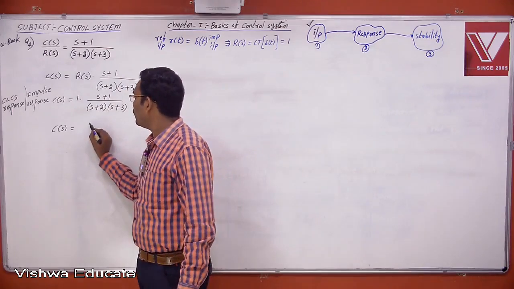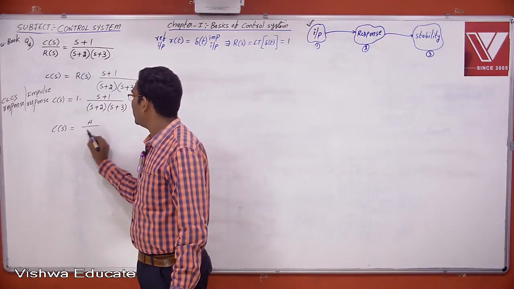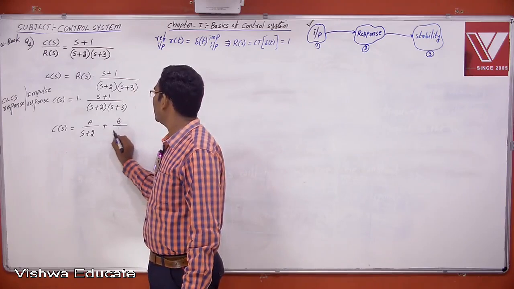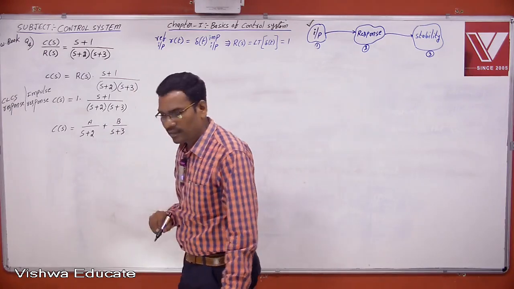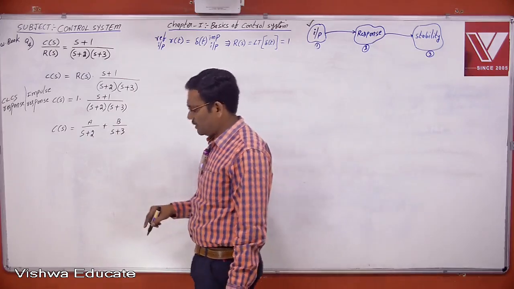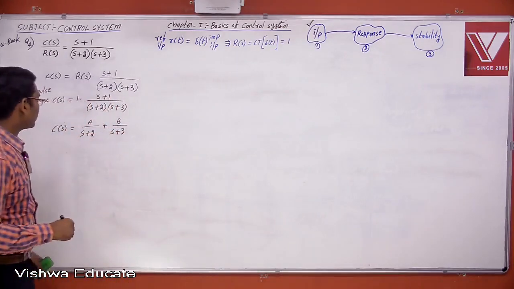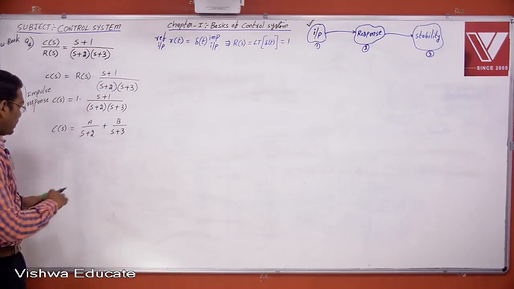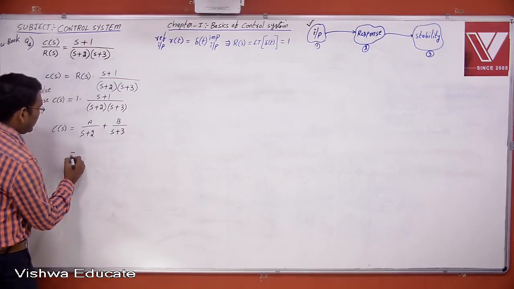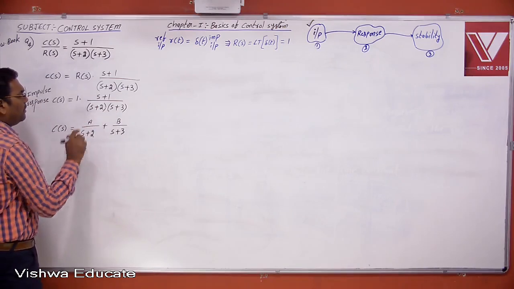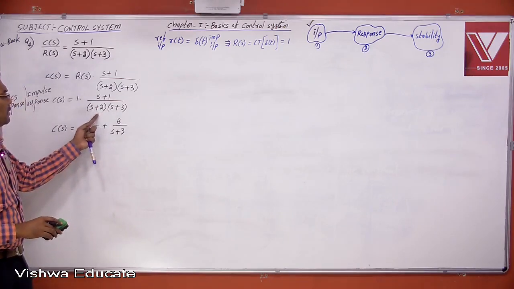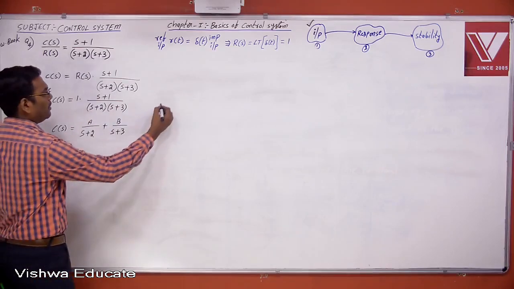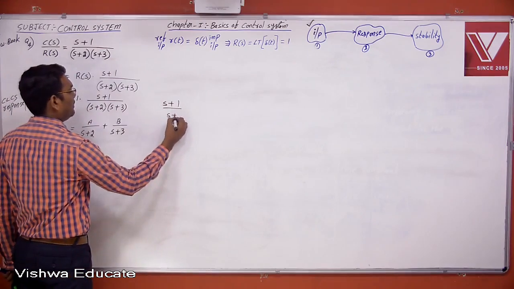time domain. Therefore, I go for partial fractions: a by s plus 2 plus b by s plus 3. Now see here, C of s equal to a by s plus 2 plus b by s plus 3. Now find the constants a and b. Now s plus 2 cancels, and the remaining portion is s plus 1 by s plus 3.